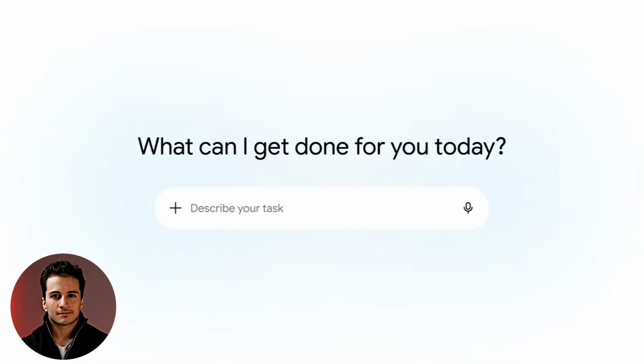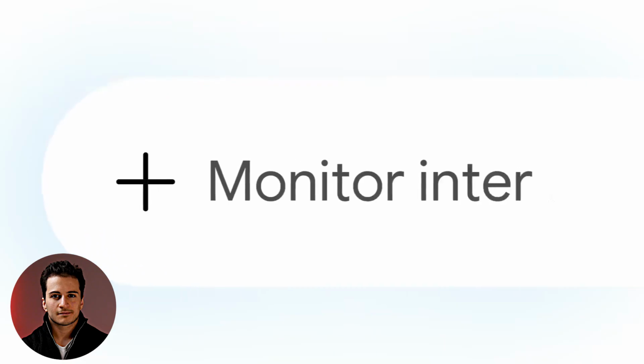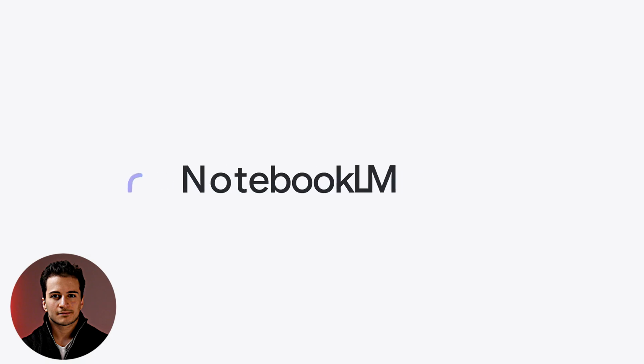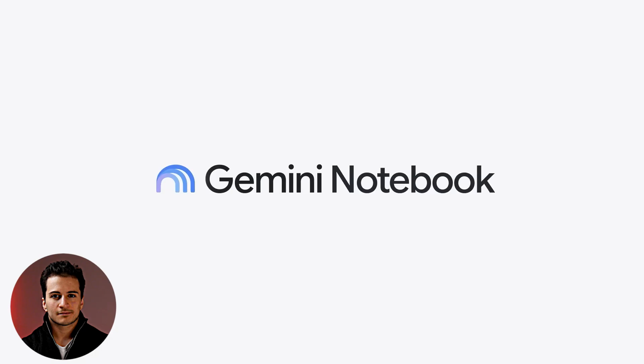First up, Google just released 2 brand new models, Gemini 3.6 Flash and Gemini 3.5 Flashlight. If you go into Google AI Studio right now and check the Models tab, you'll see them sitting there. Nobody was talking about these yesterday.